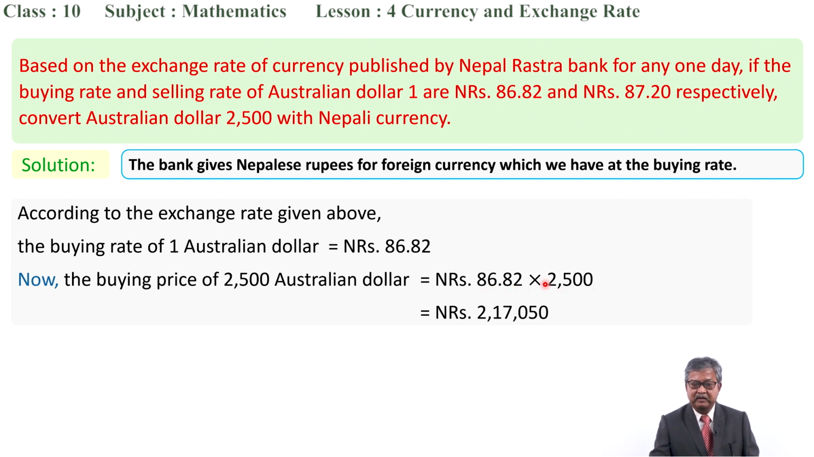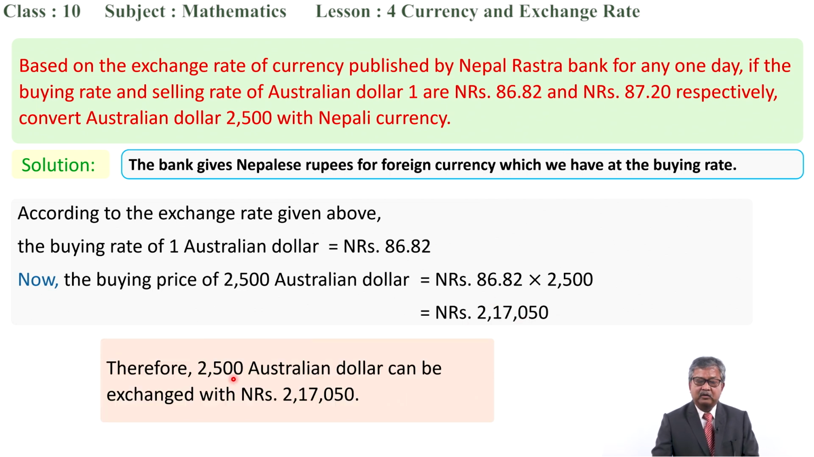Now when you multiply, we get 2,17,050 rupees. It means when we give the bank 2,500 Australian dollars, the bank gives us 2,17,050 Nepali rupees. In this way, we have to exchange the Australian dollar into the Nepali currency. So therefore, 2,500 Australian dollars can be exchanged for Nepalese rupees 2,17,050. Okay. Now let's see the next one.